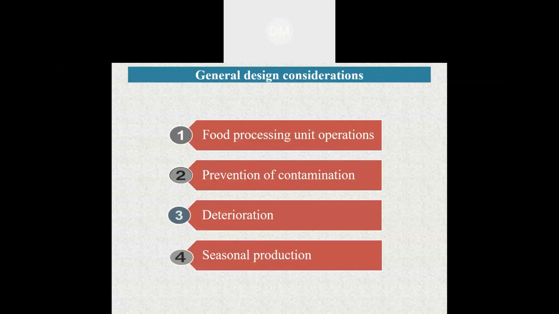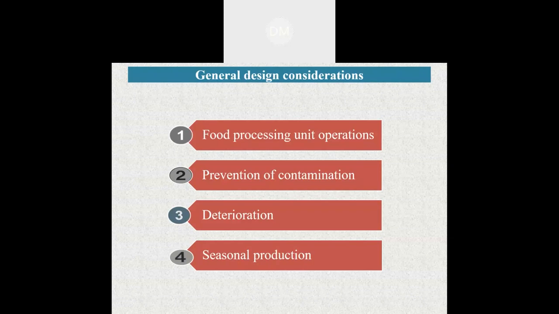For example, from the fruits and vegetable processing industry point of view: ripening, grading, sorting, washing, peeling, blanching, processing, then heating. So these are the unit operations in a fruits and vegetable processing industry. So as per our product, or whichever product we have selected for preparation, on the basis of product category we design the plant.